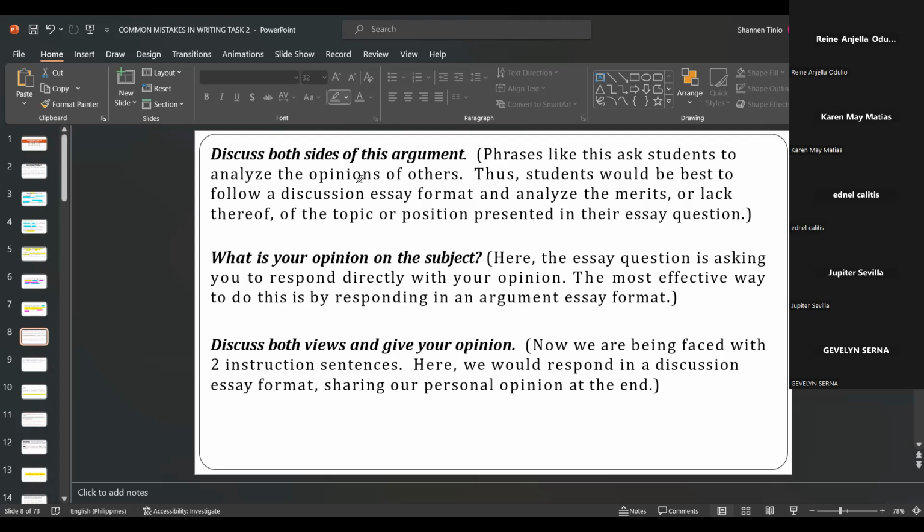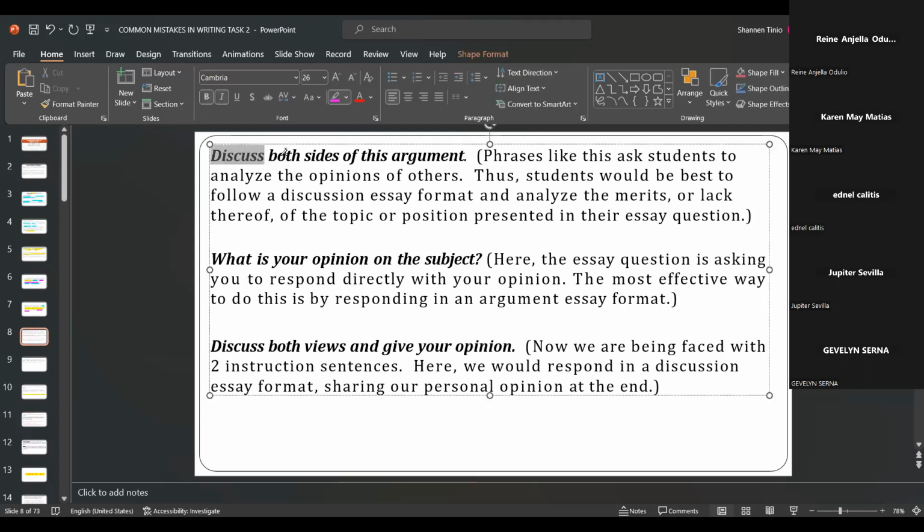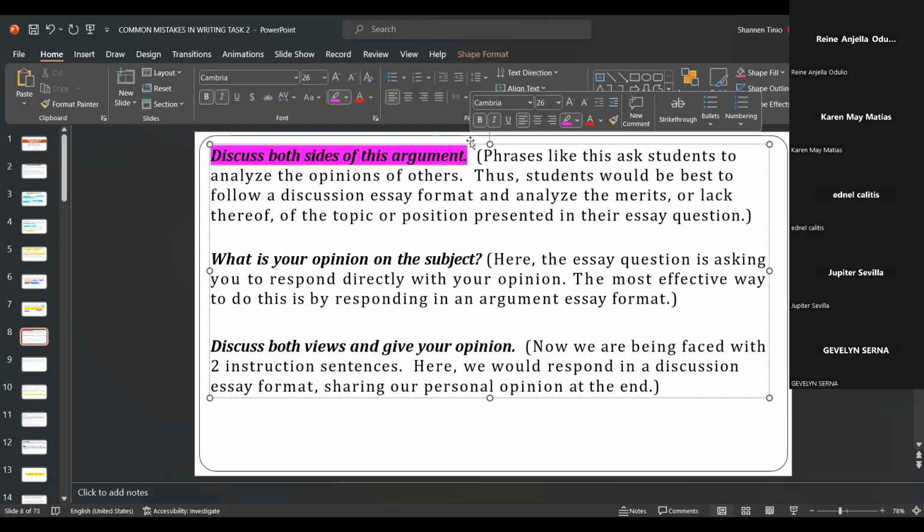Discuss both sides of this argument. Phrases like this ask students to analyze the opinions of others. Thus, students would be best to follow a discussion essay format and analyze the merits or lack thereof, of the topic or position presented in their essay question. So, kapag may nabasa kang instruction that says, hala, wait lang.